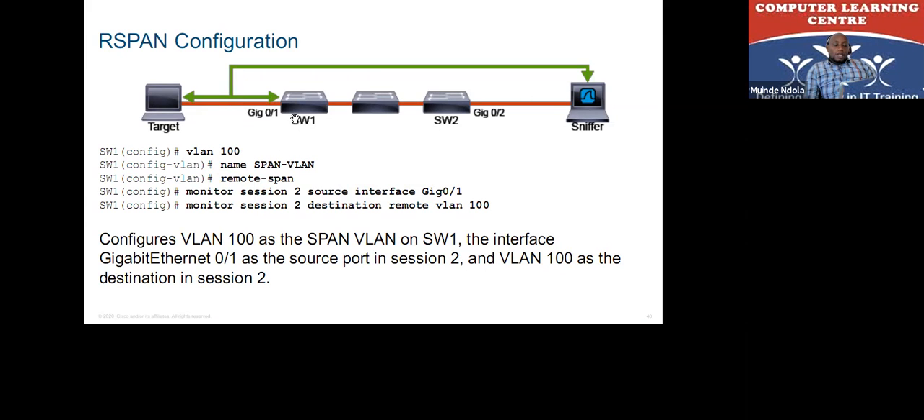So on switch 1, we're going to create the span VLAN, okay? And we're going to create a VLAN called VLAN 100. Then we put the name. We have to tell it that it is a remote span. Remote span means what? It's going to act as a span device.